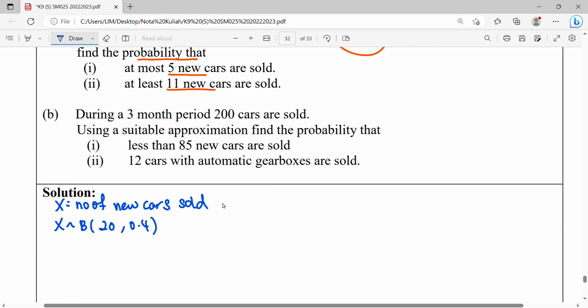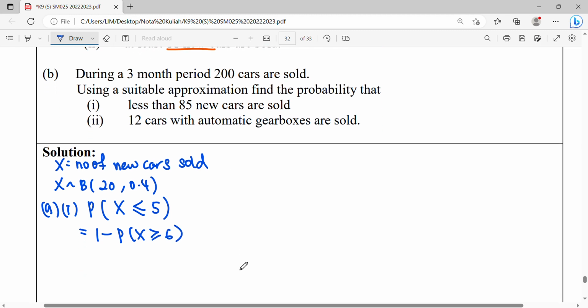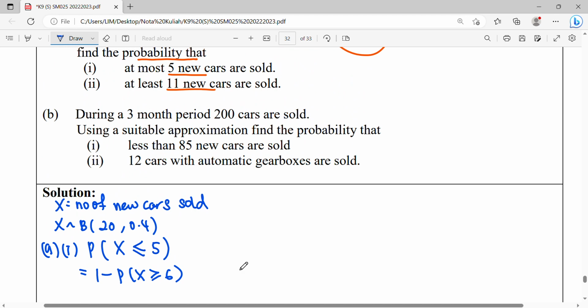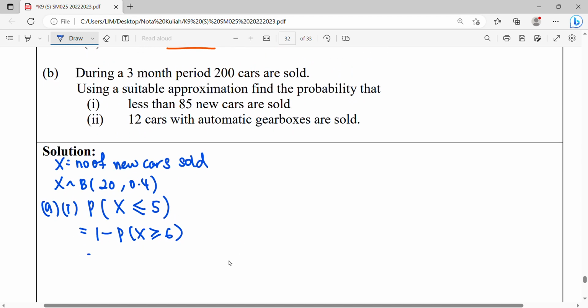So for the first question, probability at most. At most, change to a mathematical symbol, less than or equal to 5. So we read from the table. We are going to read 1 minus P(X greater than or equal to 6). So read your table. What's the answer?